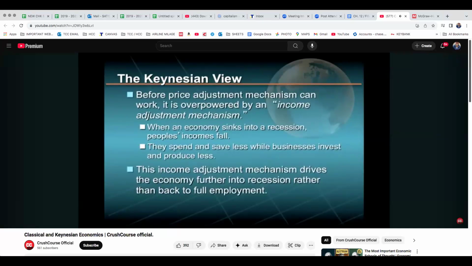To the Keynesians, when an economy sinks into a recession, people's incomes fall. This fall in income causes them to both spend less and save less, while businesses respond by investing and producing less. This reduction in consumption, savings, investment, and output in turn drives the economy deeper into recession rather than back to full employment.